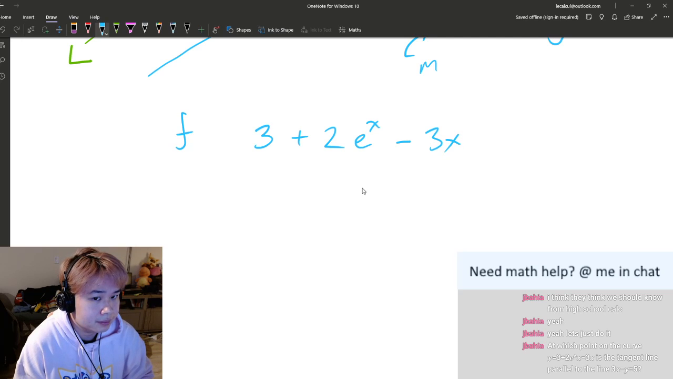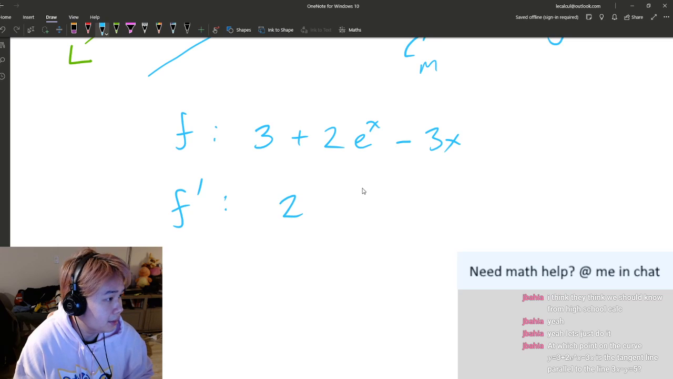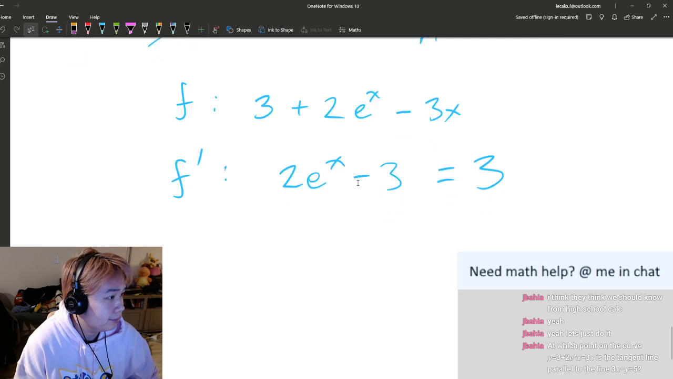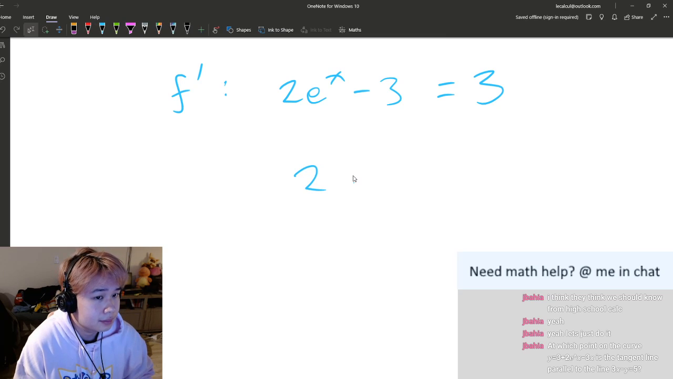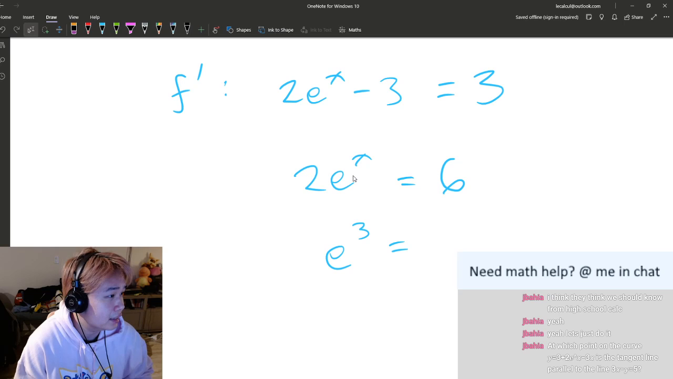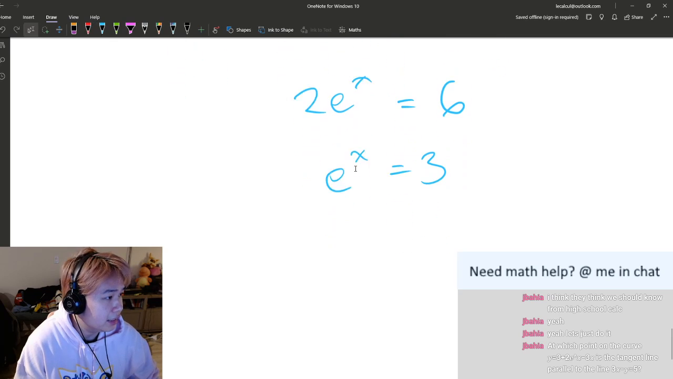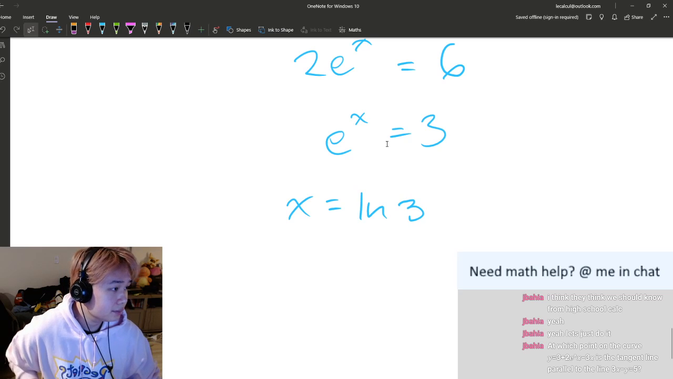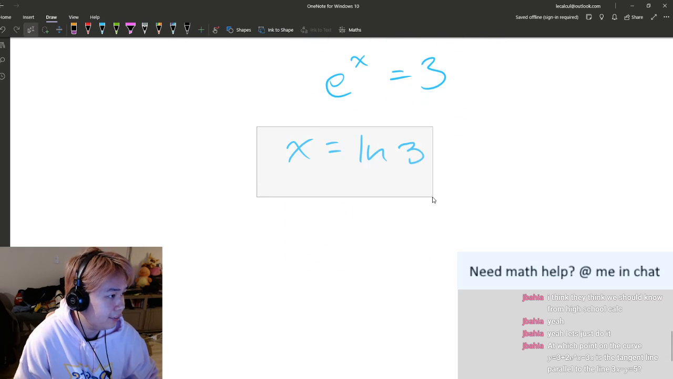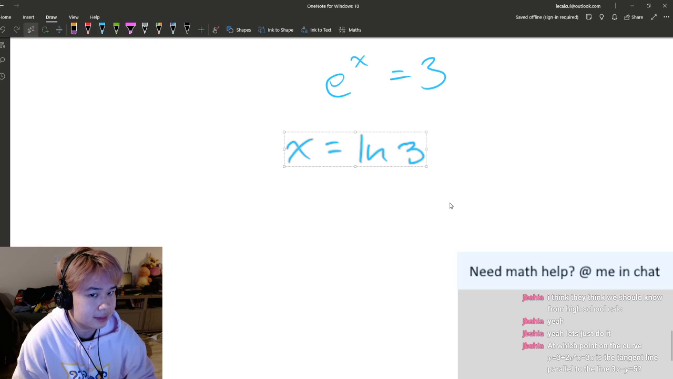So here's f, right? Then we take the derivative. So that's just going to be 2e^x minus 3. And then this needs to be equal to 3. And then you can solve for x. So that means that 2e^x is 6, which means that e^x is 3. And that means that x is the natural log of 3. Now, this is just half of your answer because they want the point, right? They need an x and a y.